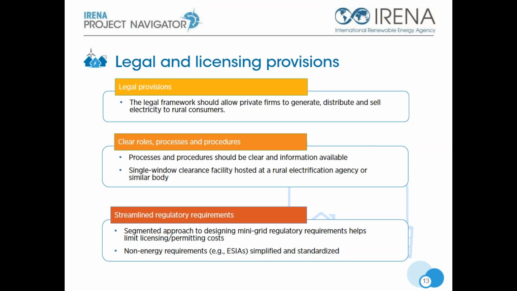Streamline regulatory requirements. The cost of compliance with regulatory requirements, for example, for obtaining the necessary licenses and permits, needs to be affordable, while ensuring that only reliable actors are present. A segmented approach is increasingly common. For example, we mentioned countries that categorize mini-grids according to large, medium, small, and very small size, each with tailored regulatory requirements. Additionally, some requirements can be simplified and standardized for projects that are known to have low or similar impact. Next slide, please.